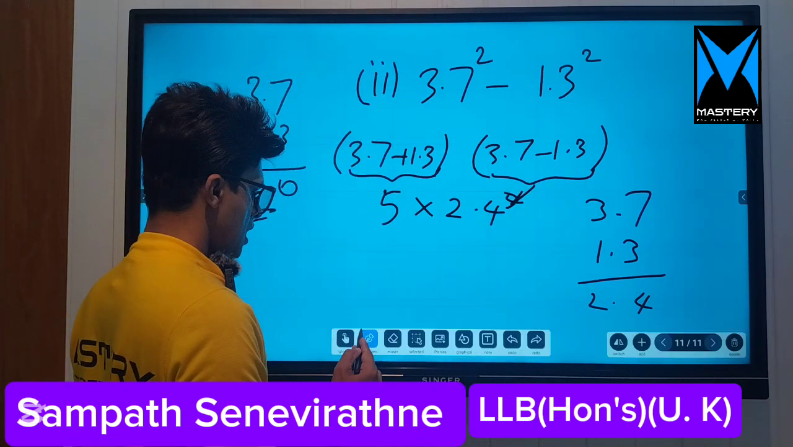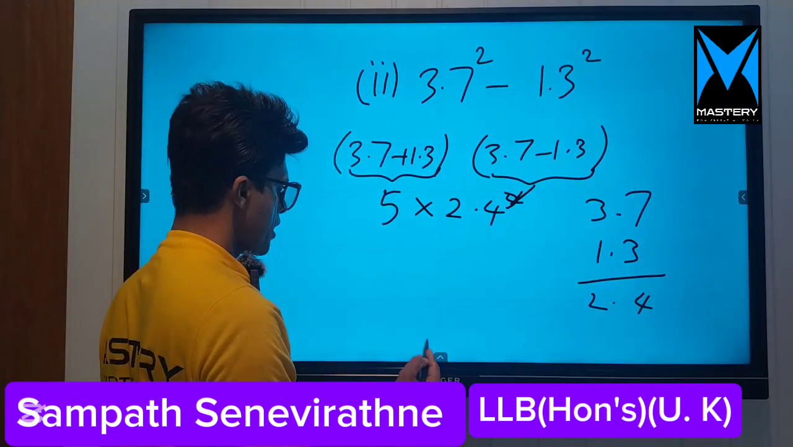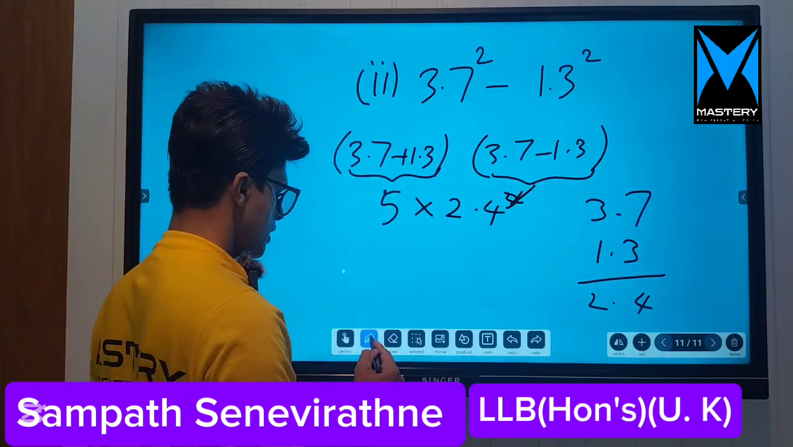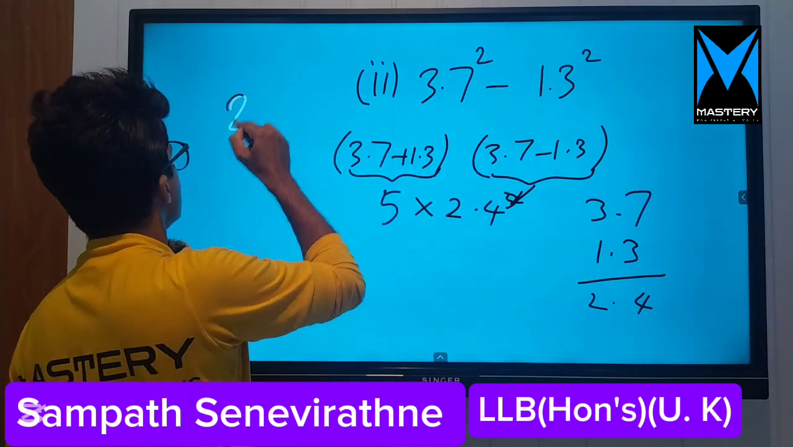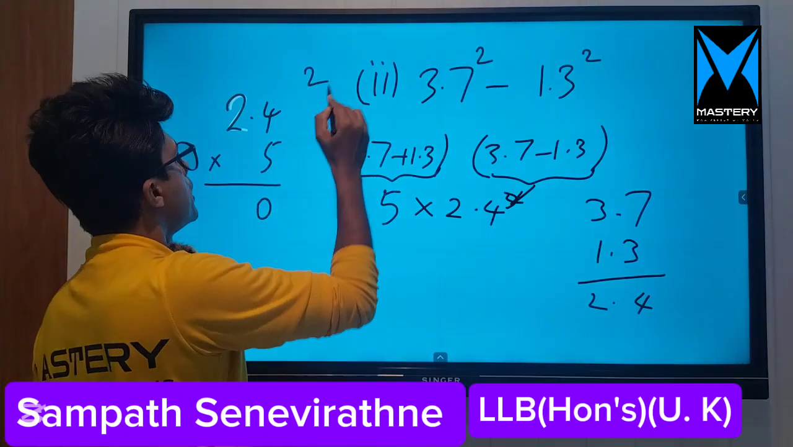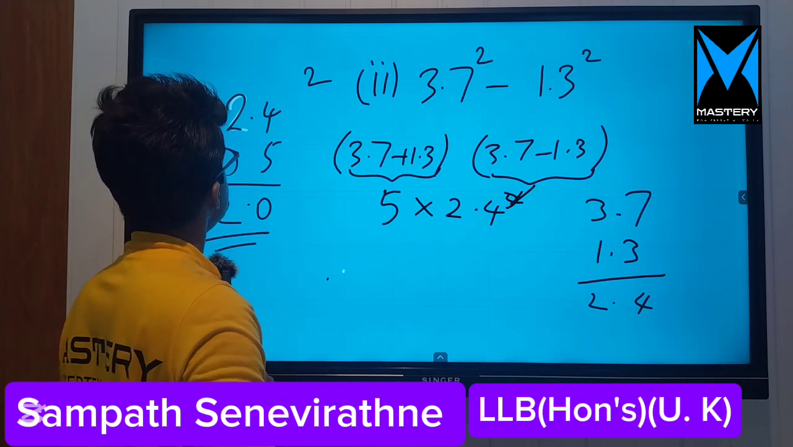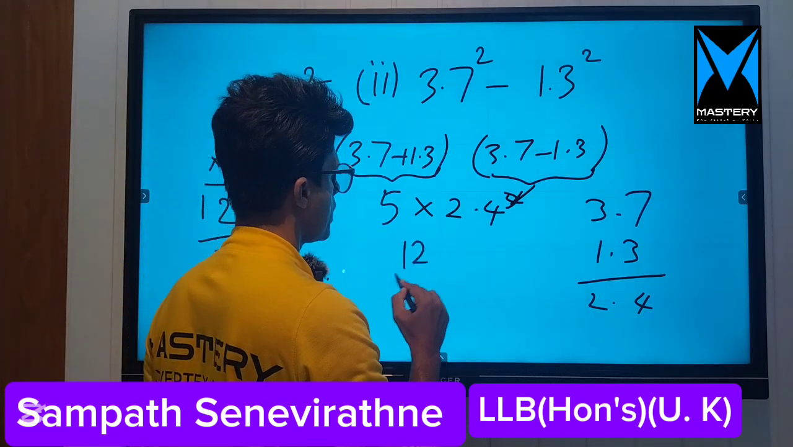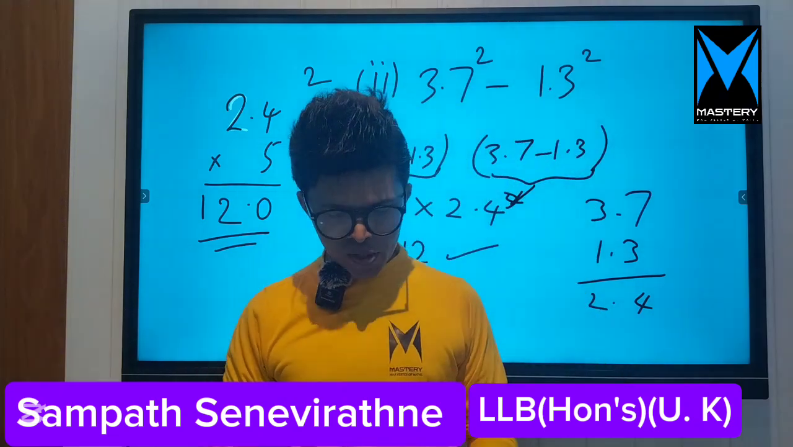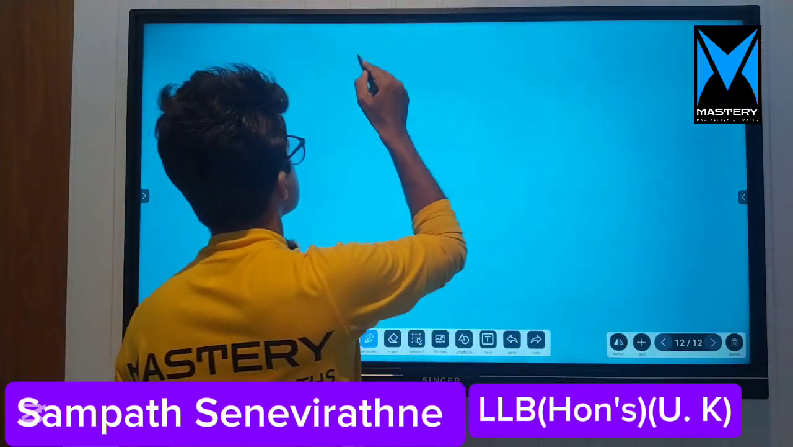After that, how do you simplify this one? 2.4 into 5. 5 times 4, 20. Remaining these two: 5 times 2, 10 plus 2, 12. So 12.0, 12 is the answer. So these are very important questions, right? Don't forget it.